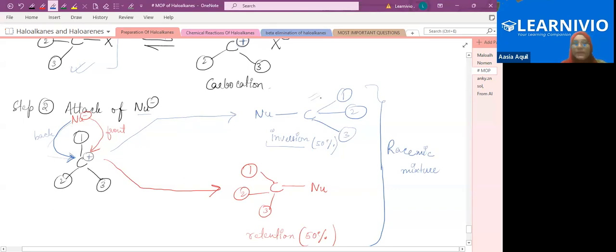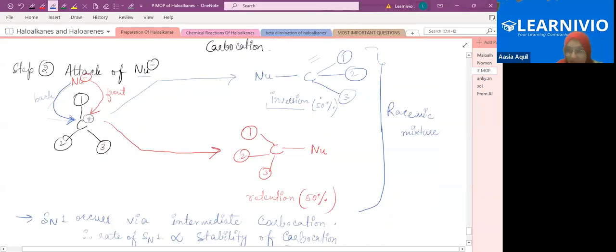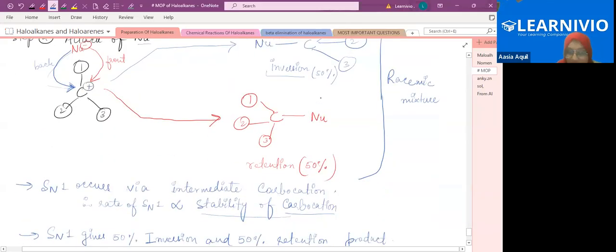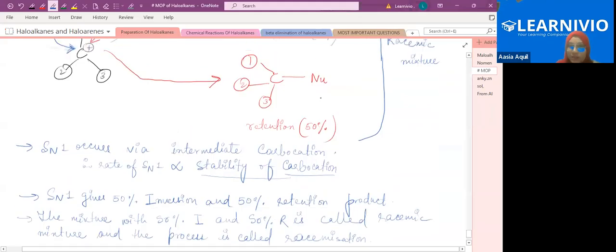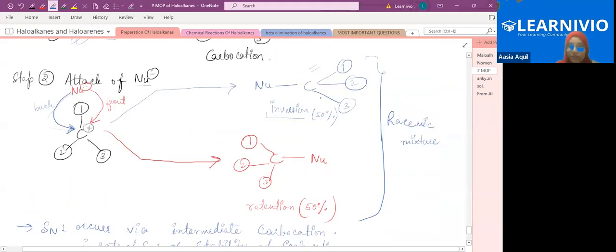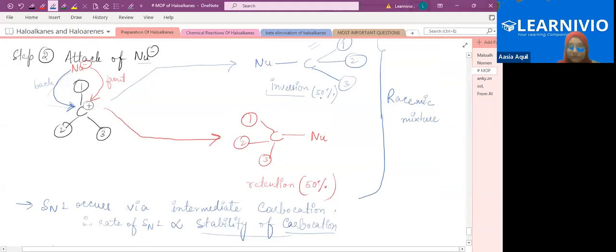So in an SN1 type of reaction, we get the racemic mixture. And what is a racemic mixture? A mixture with 50% inversion product and 50% retention product is called a racemic mixture. And this process in which we get the inversion and retention product is known as racemization. Racemization, in which we get the racemic mixture. Clear? Yes, ma'am.